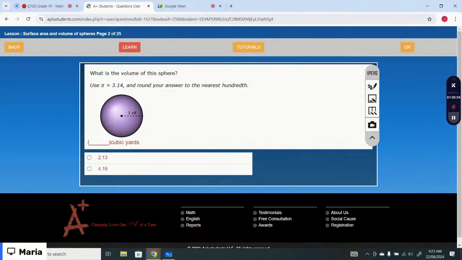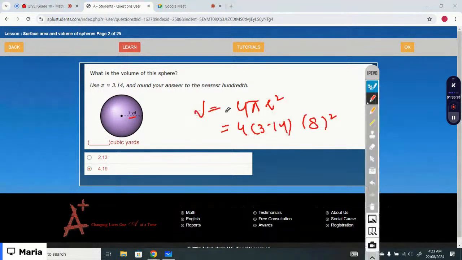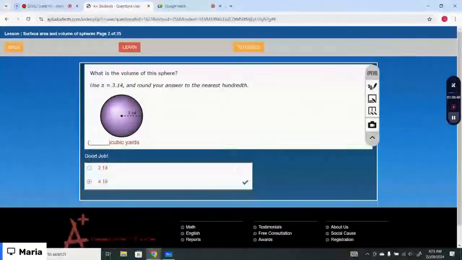So the correct option is 4.19. You have to use the formula, put the values and do the calculations. That is V equals 4 pi r square. So the correct option is 4.19, right? Option number 2 is the correct option.